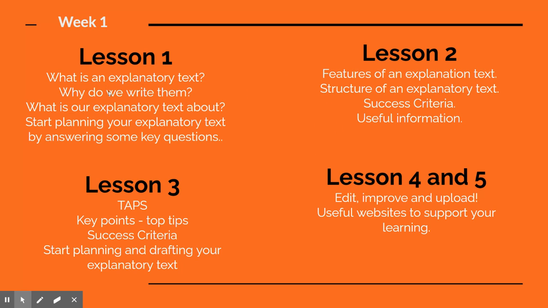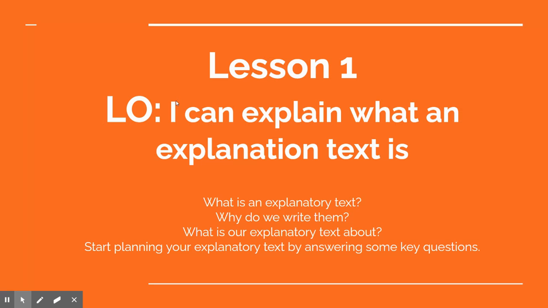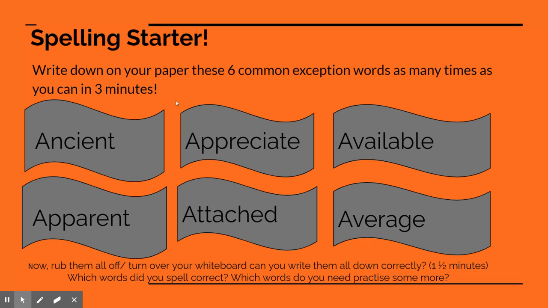So today in lesson 1, we're going to look at what is an explanation text, why do we write them, what is an explanatory text about, and you're going to start thinking about some key questions and answering them on your lined piece of paper. Now, just like you would in a literacy book, you're going to be writing them on a lined piece of paper, and we'd like you to upload by just taking a photo of these and uploading it to your portal on Class Dojo. So your LO today is I can explain what an explanation text is.